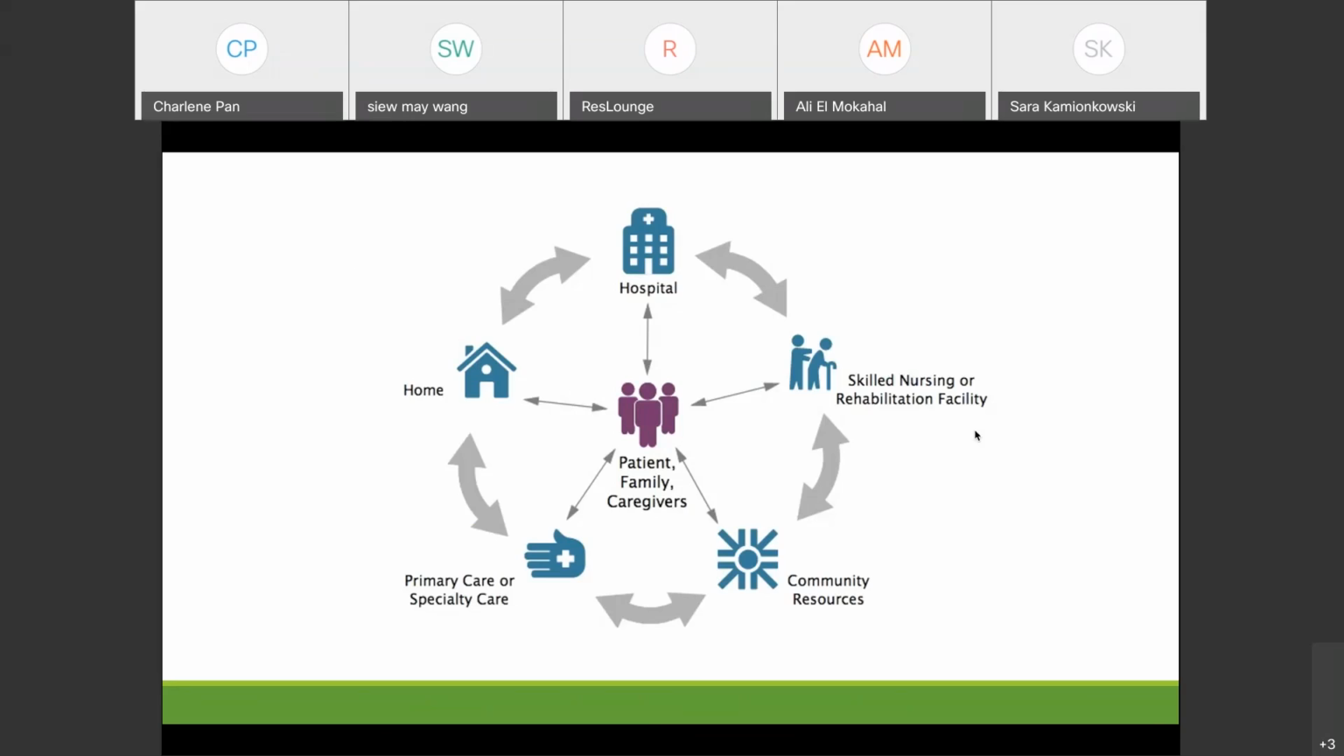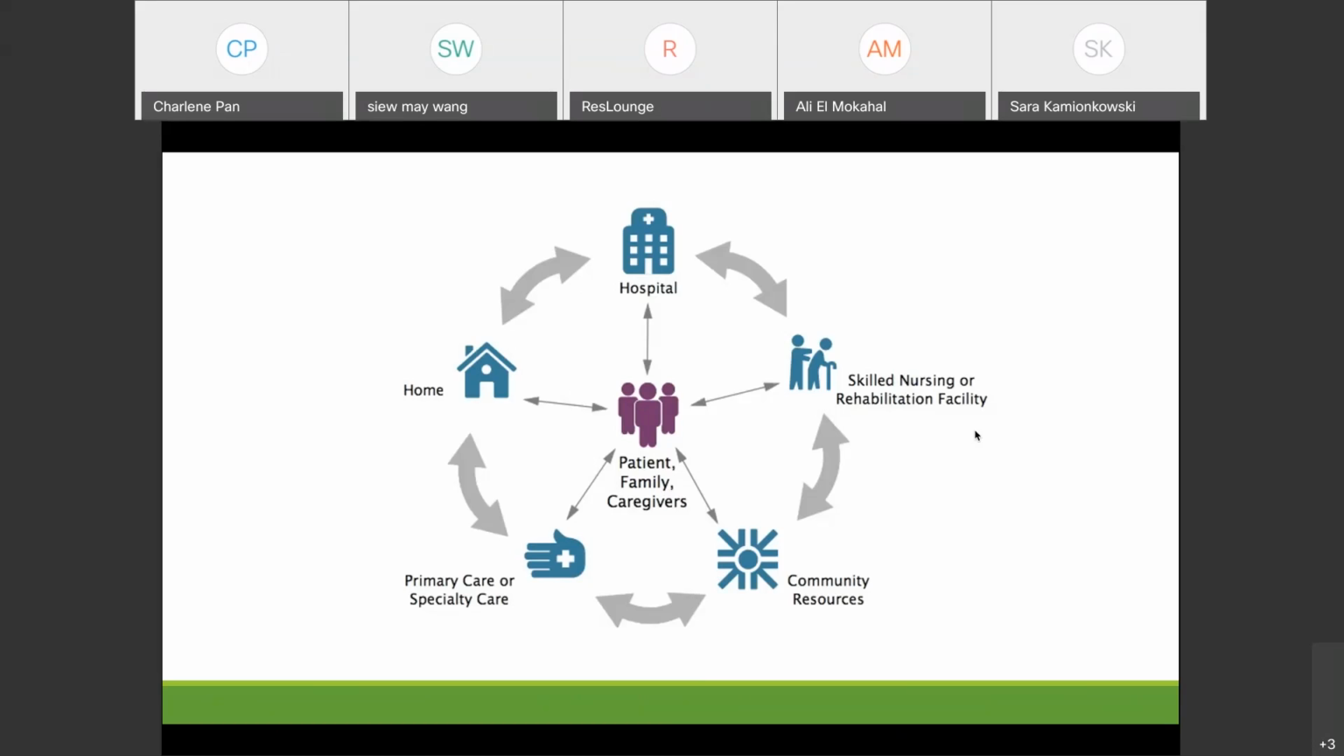Ineffective transition of care can lead to adverse events and higher hospital readmission rates and costs. One study estimated that 80% of serious medical errors involve miscommunications between handoffs, and it can happen between any of these motions a patient may make, but most of them happen when the patient goes from the hospital and then either home or to SNF, okay?